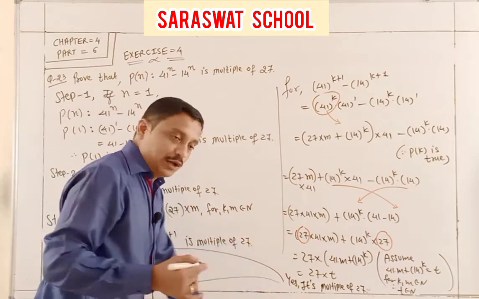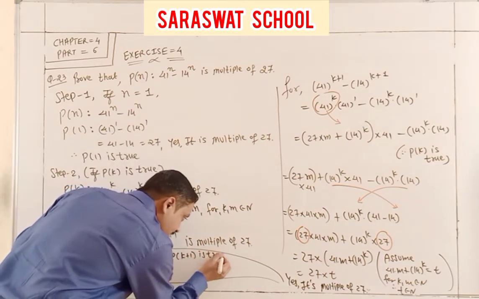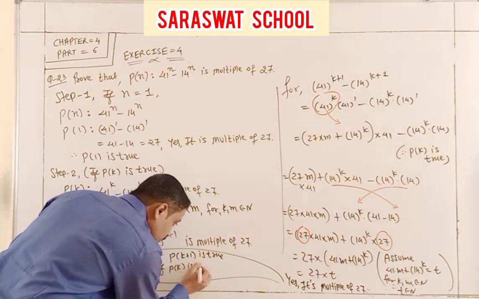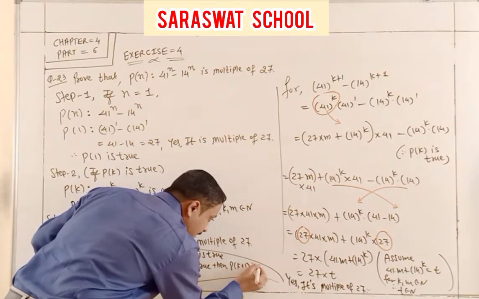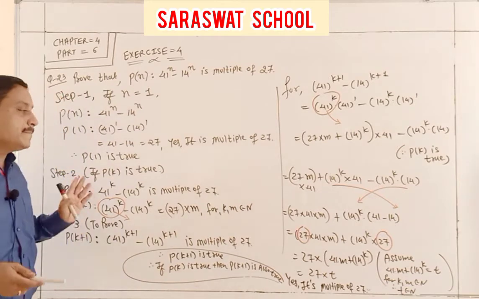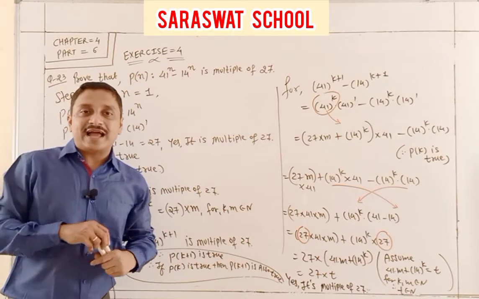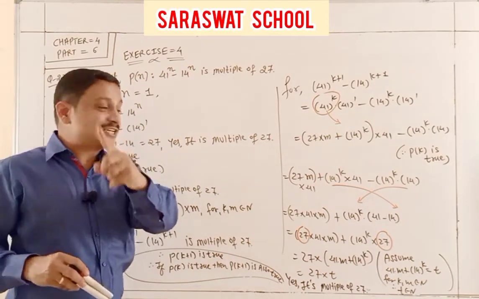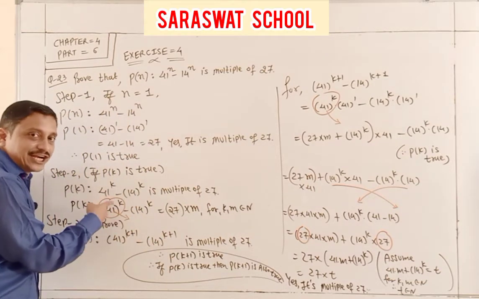After that, you write below that: therefore, P of k plus 1 is true. And if Pk is true, then P of k plus 1 is also true. And last, write down by PMI, this Pn is true for every n belonging to natural numbers. Yes, students, one more time I explain to you. These are the main steps. That's why I highlight in red color.